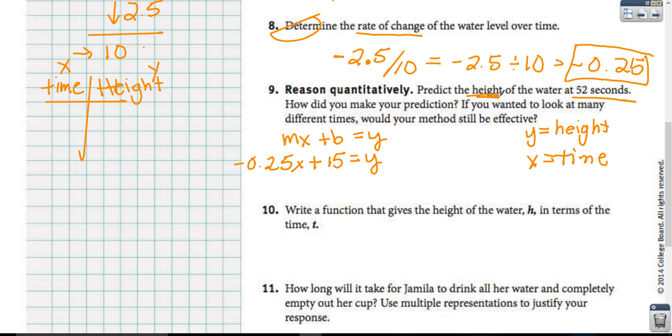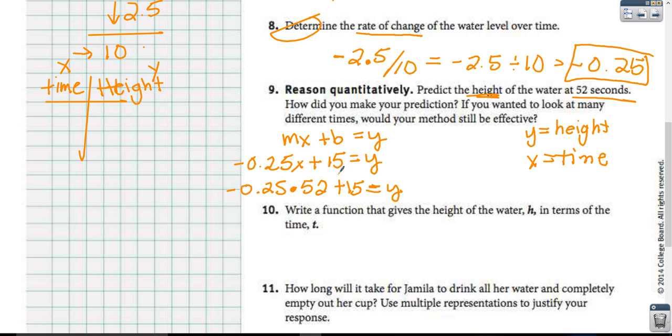We are trying to find the height at 52 seconds. So we're going to plug in 52 for our x because we said that was our time. So negative 0.25 times 52 plus 15 equals y. Okay, now if you plug that into your calculator and solve it, you're going to get about 2 point something. So I'm going to let you finish that one because Miss Peacock doesn't have a calculator right now.